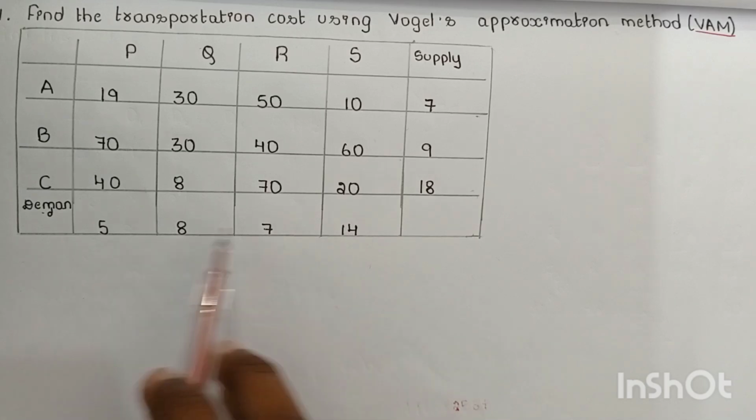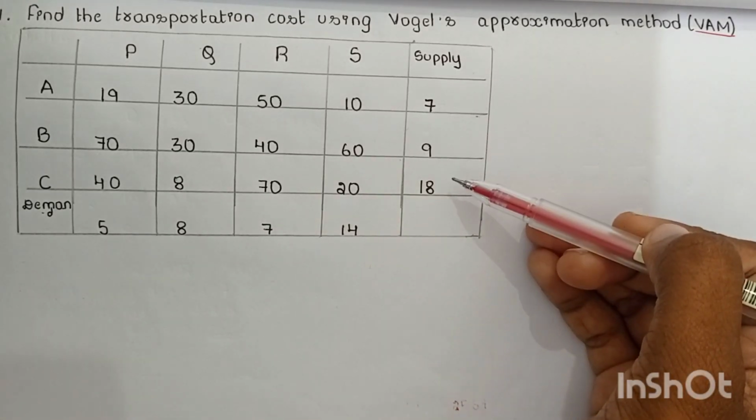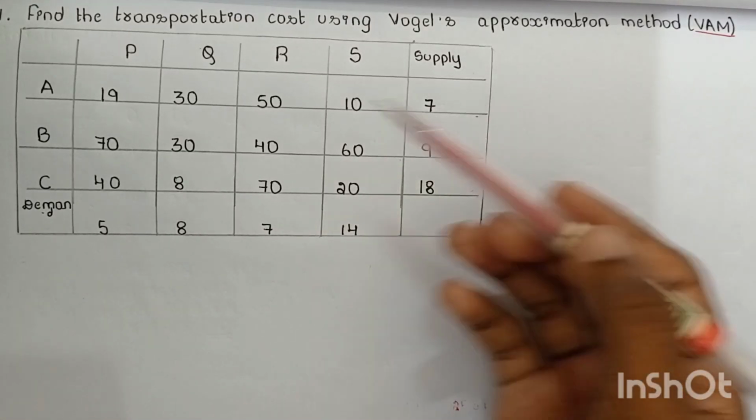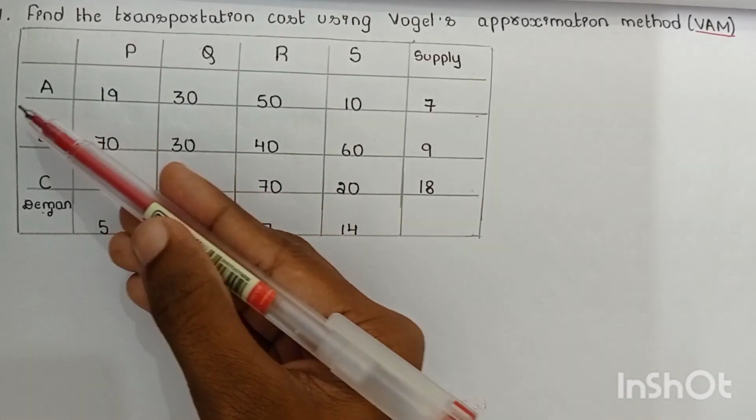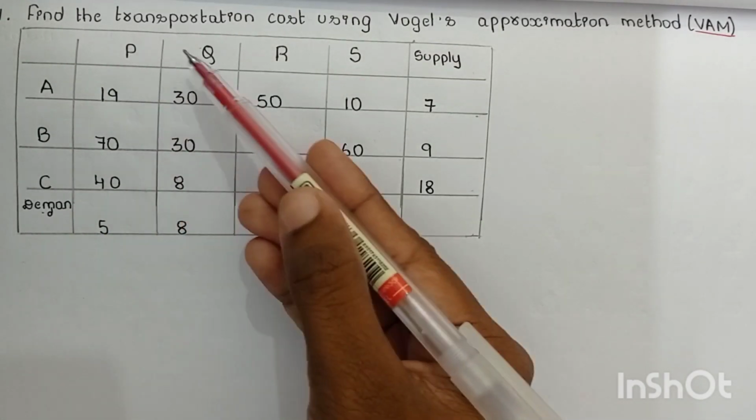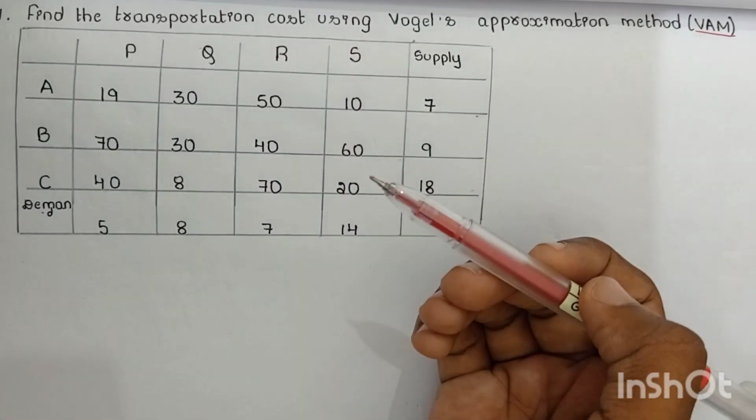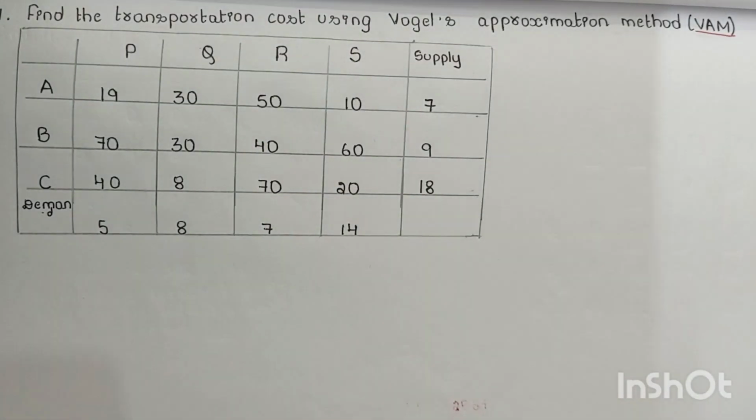5, 8, 7, 14 is demand. 7, 9 and 18 is the supply. So these are the products. A, B, C is a product which should be transported to P destination, Q destination, R and S destination. So this is all about the question. So by using this question, we are going to identify the transportation cost.